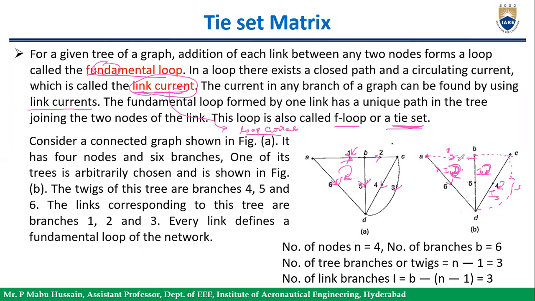The loop so formed with this link and these two twigs is called one fundamental loop or one Triset. That means 1, 5, 6. With 1, 5, 6 elements you are forming one Triset. Like that, you are having 3 Trisets here.